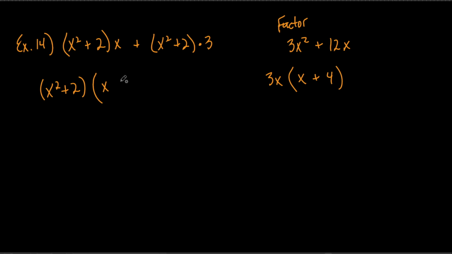Same thing right here. Put the sign, so it's a plus sign, and you're factoring out an x squared plus 2 from this. So you're basically taking this and dividing it by x squared plus 2. And what are you left with? You're just left with 3. And that's it. That's factored. So this thing right here is factored.